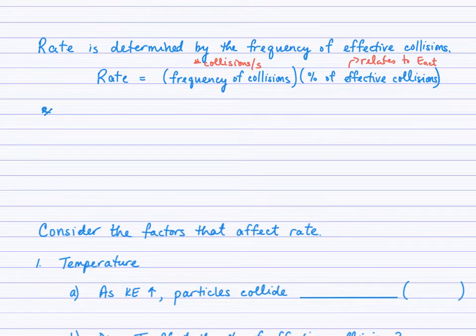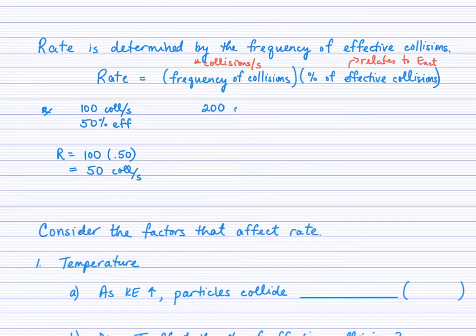So let's say we have a frequency of collisions, 100 collisions per second, and we're going to say that 50% of those are effective. So following that formula then, our frequency of 100 and the percent at 50%, we'll take 50 divided by 100, that's 0.50, and 50% of the 100 collisions per second means we're going to have 50 collisions per second. So that's the rate if 50% of the collisions are effective and the frequency is 100 collisions per second.